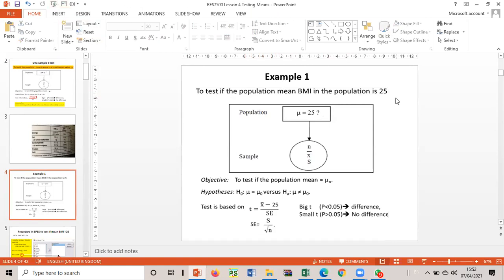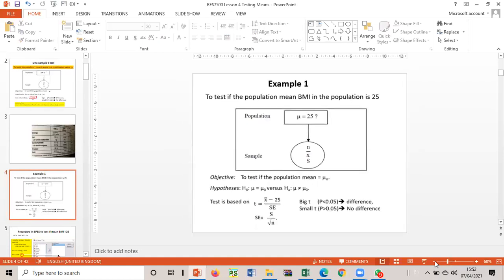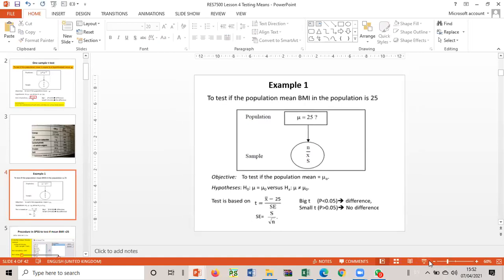Why are we talking about 25? Maybe the normal value is 25. That's why you're testing this. So what do you do? From the population, we take a sample, get the mean value X bar. So X bar minus 25.